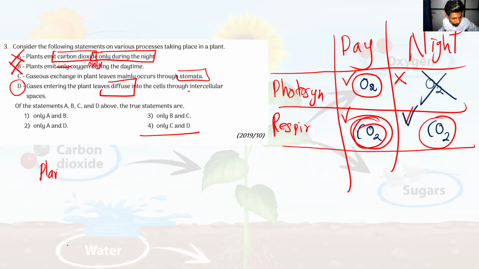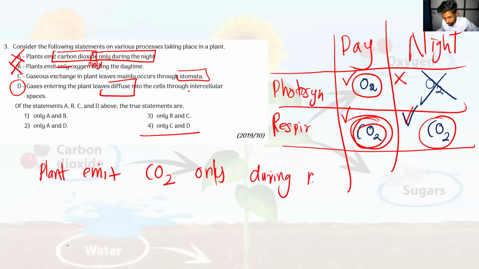Plant emit carbon dioxide only during night. Is this statement correct? Plant emit carbon dioxide only during the night time. Is it correct? So why is the second one wrong? Why is statement B wrong?